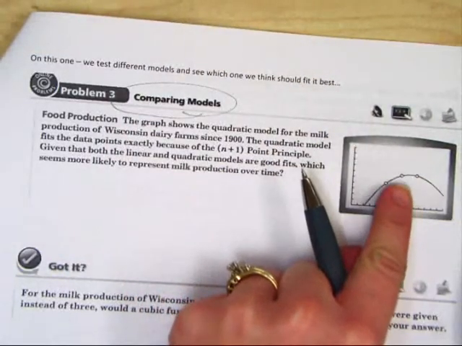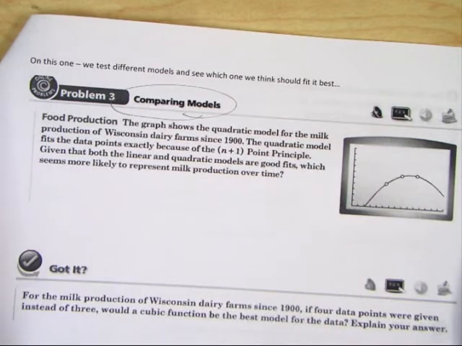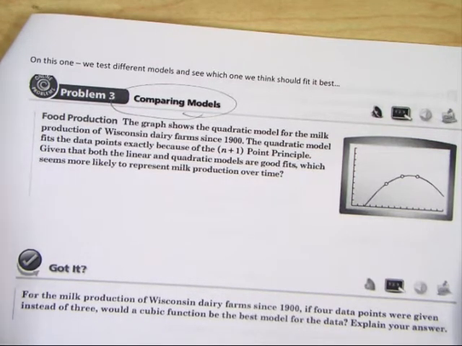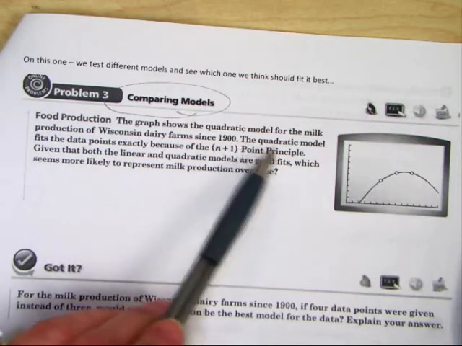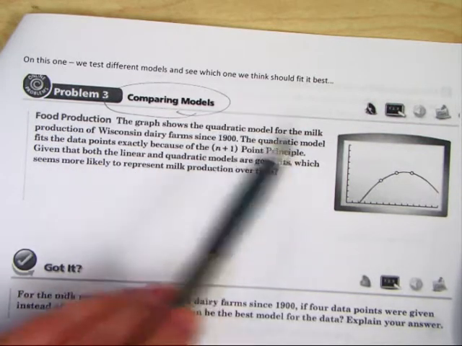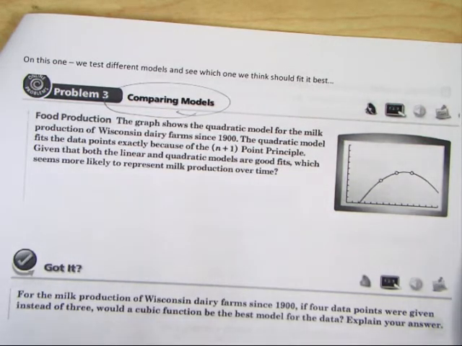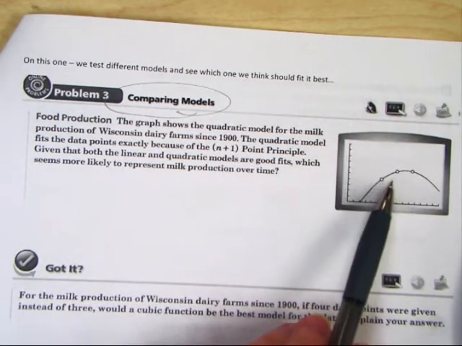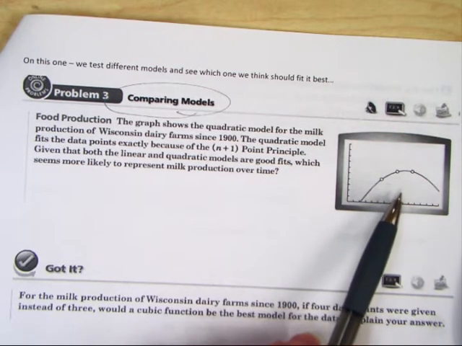See this graph right here? This is the graph of the quadratic, okay? We did linear. This is the quadratic model. The reason they use that is because they gave us 3 points. The reason they did the quadratic is because they gave us 3 points and they went back to the degree of 2.